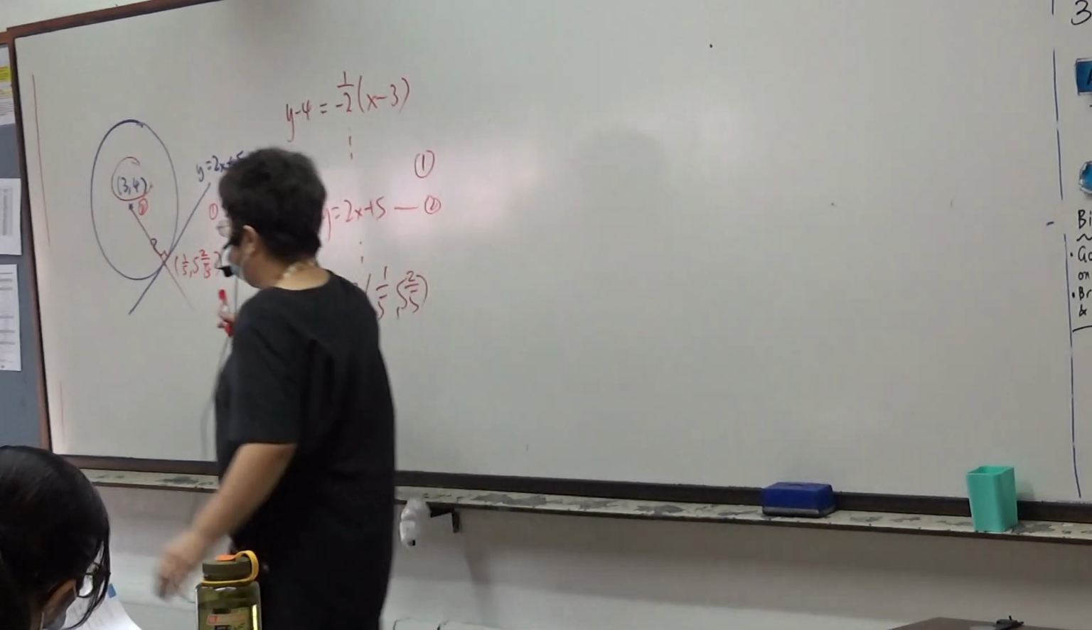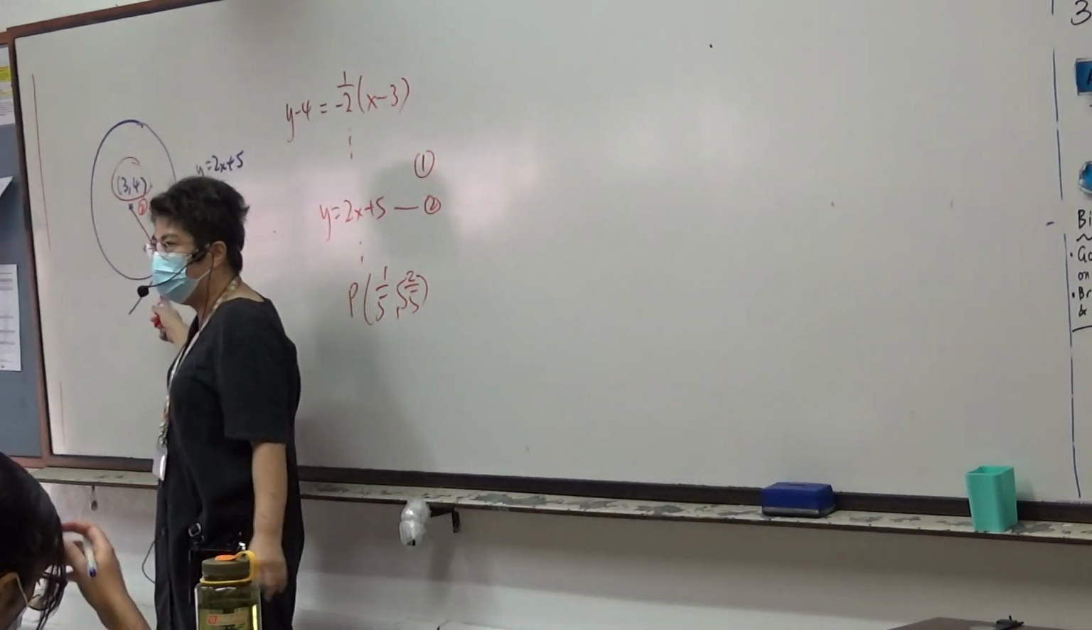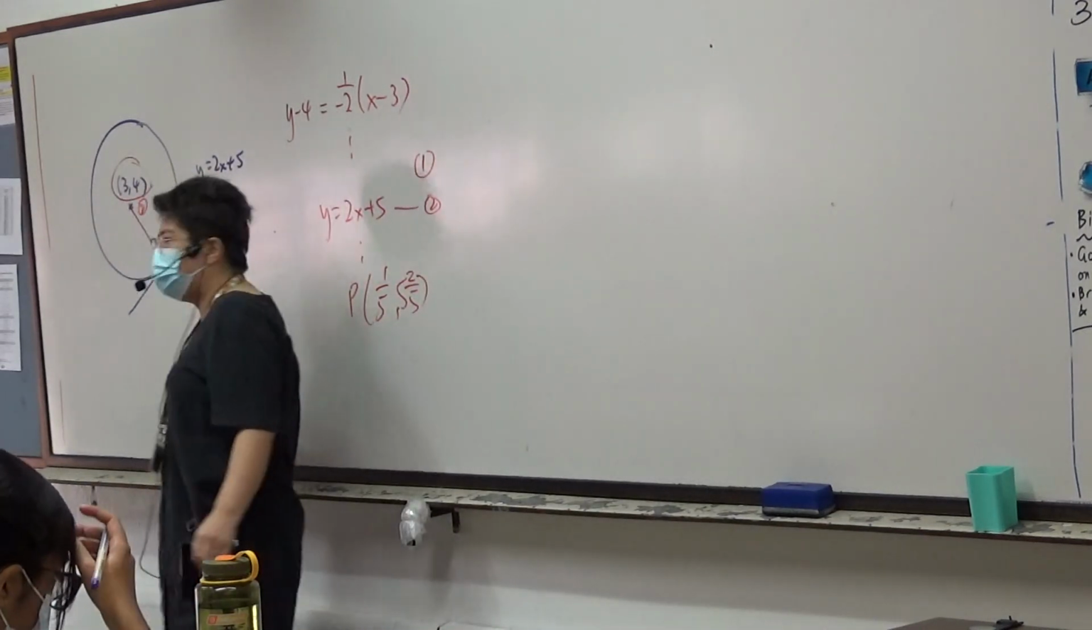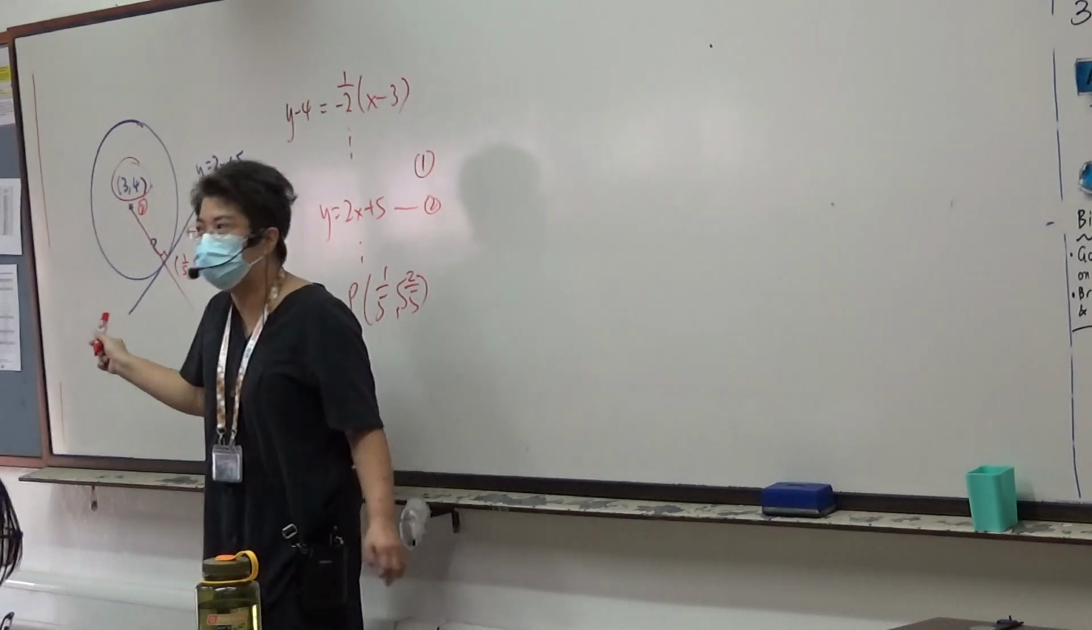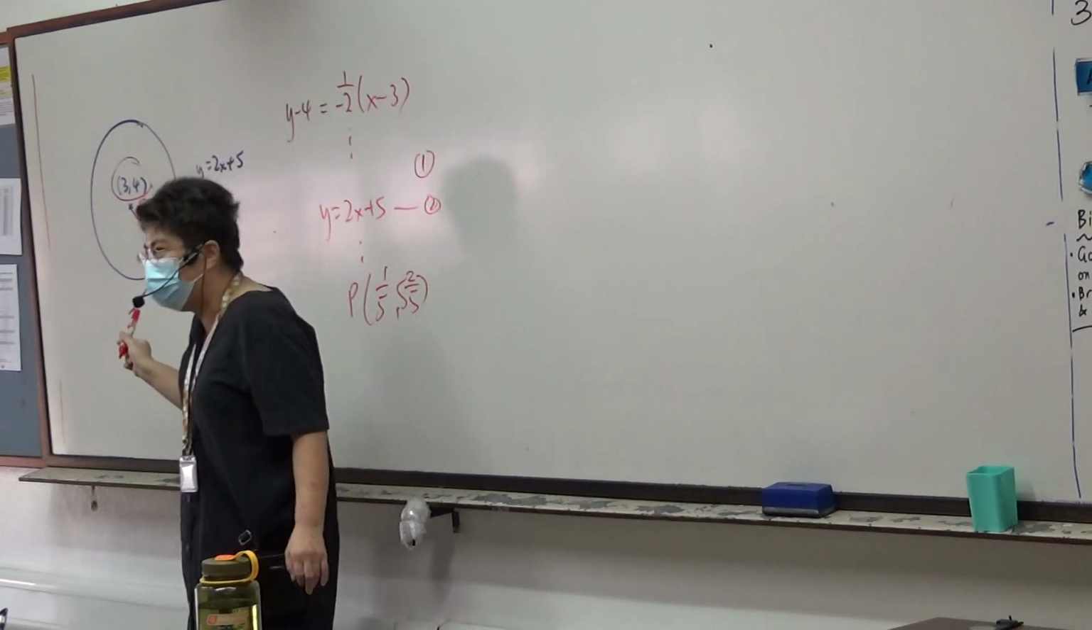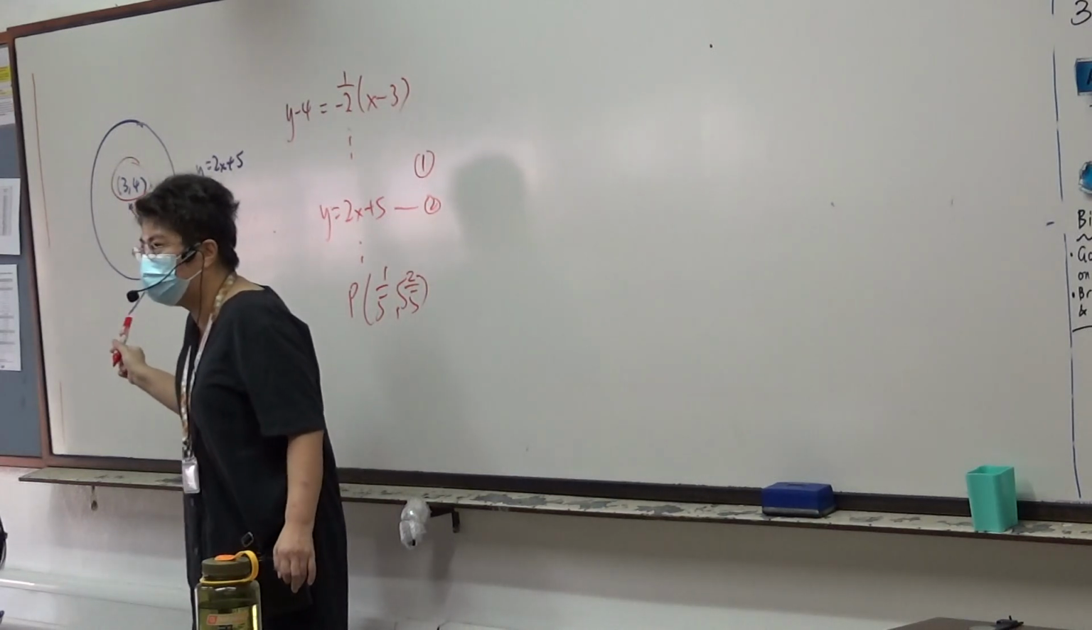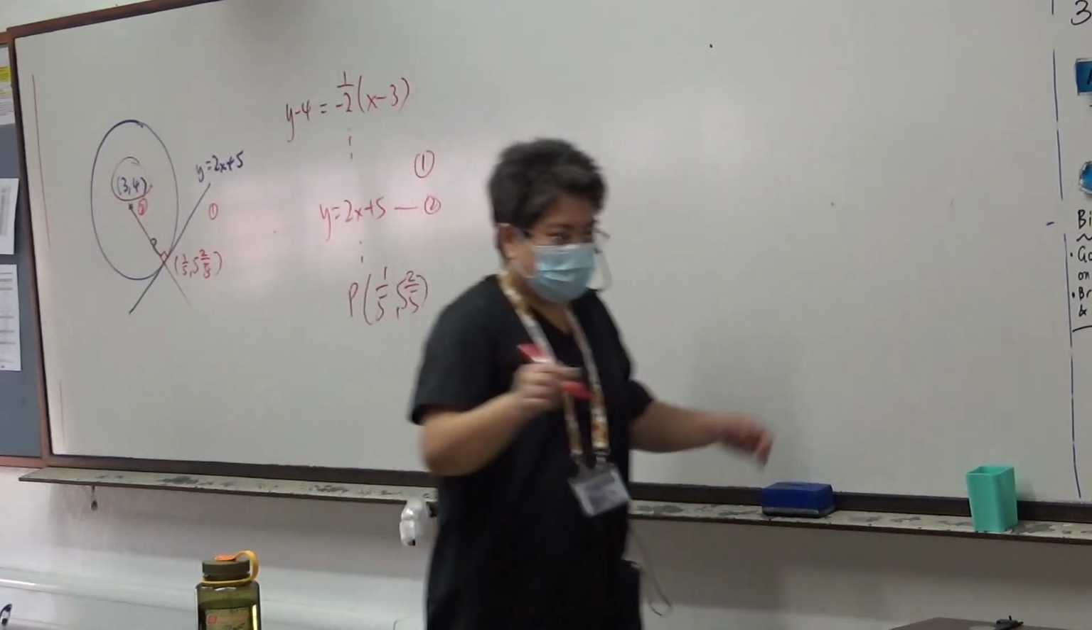You must know that you can get the coordinates of P by solving this line and this line together. Do you understand what I'm talking about? If you cannot see this, then cannot already. Do you understand what I'm talking about here? Yes or no? Okay. Alright.